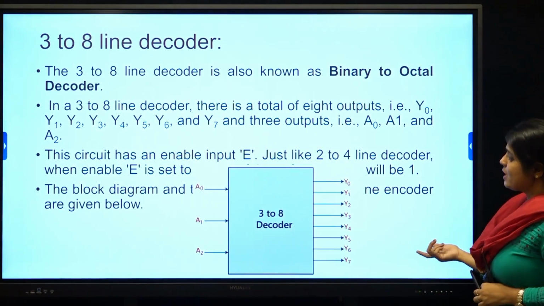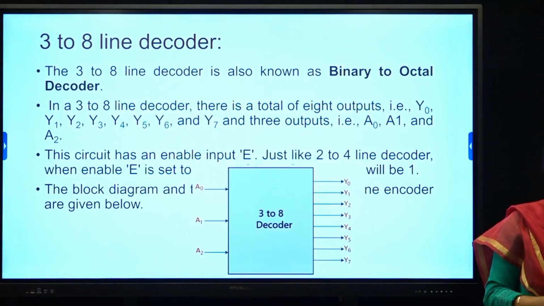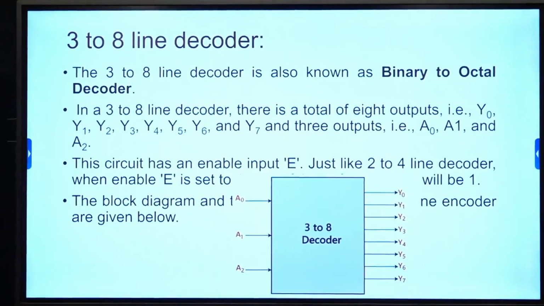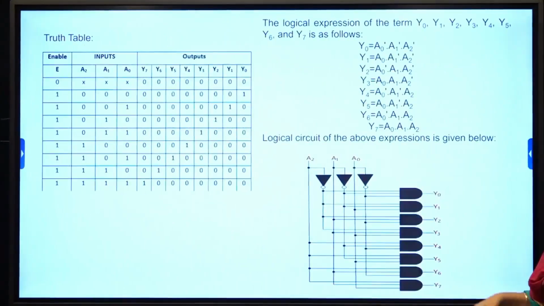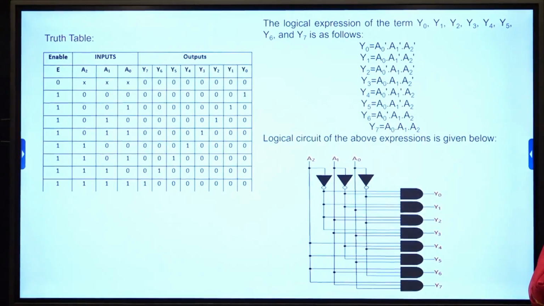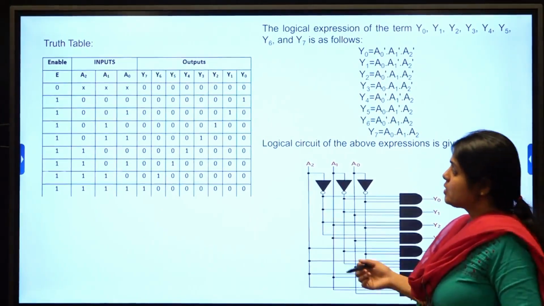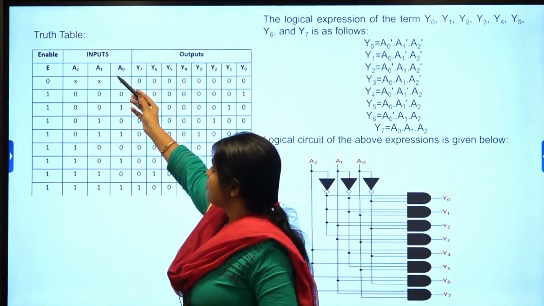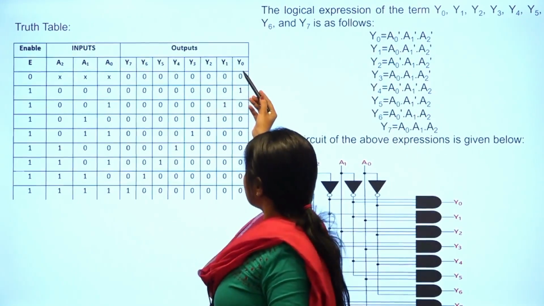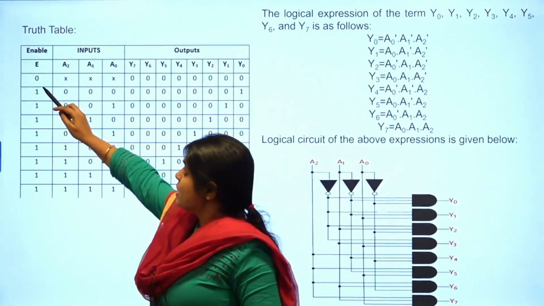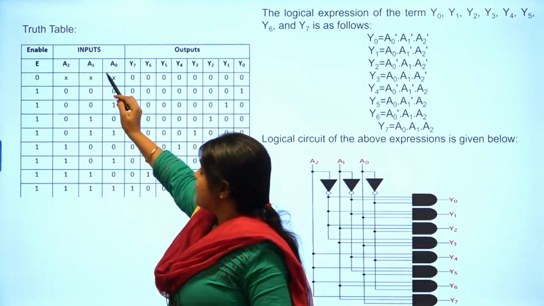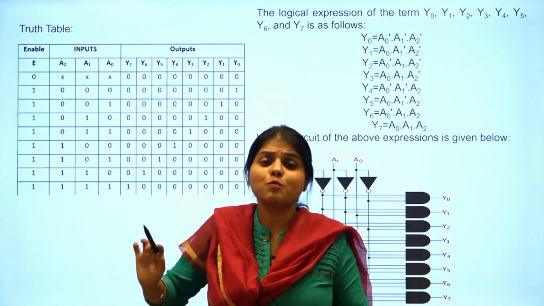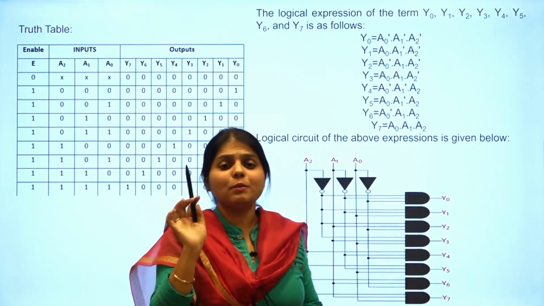The reason I didn't include enable is that you can put it, that is up to you. The circuit has an enable input just like the 2 to 4 decoder, and this is your simple block diagram. Now similar to what I did in the 2 to 4 decoder, I am doing the same thing here. So this is the truth table for the 3 to 8 decoder. I am putting the enable input here, 3 inputs A0, A1, A2, and 8 outputs Y0 to Y7. If your enable input is 0, in spite of what you take in A0, A1, A2, the output will always be 0. None of the outputs will respond to the inputs because your enable input is 0.